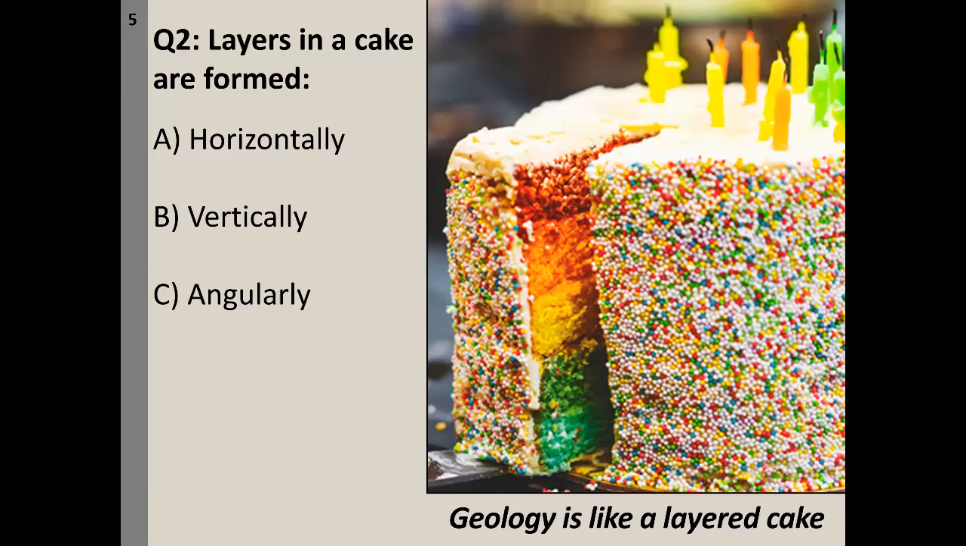So our second analogy to a layered cake: layers in a cake are formed horizontally, vertically, or angularly. Well, based on the picture to the right, those look like horizontal layers to me. So I'm going to go with that, horizontally, right? Okay.